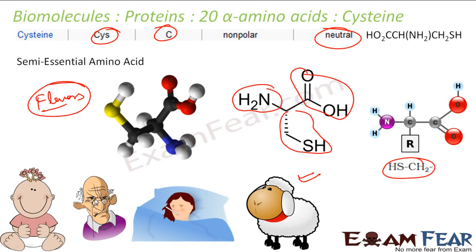Correct? I told the source for this is egg and then milk. Then red pepper, garlic, onion, oats. These are the sources of this, and these are used generally by infants, elderly, or sick people because they are semi-essential amino acids.